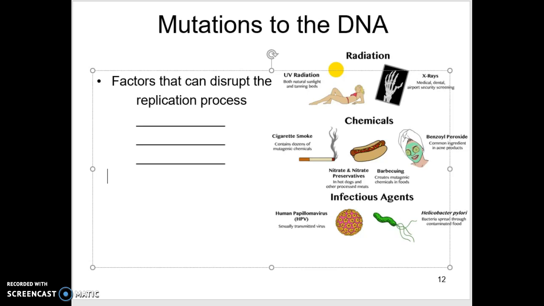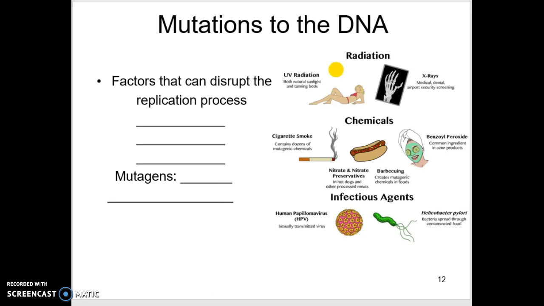So what we want to keep in mind are things called mutagens. I want you guys to fill in the blanks here. Mutagens are different substances that increase the number of mistakes or mutations that can occur in the cell. And what they're doing is they're disrupting or messing up the replication process. So the DNA is not copying correctly.